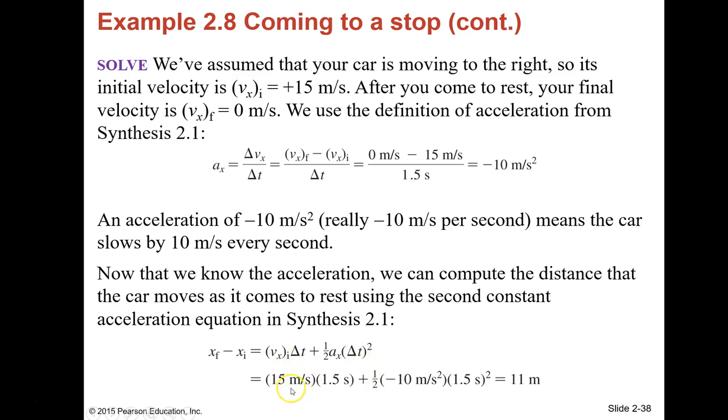Our initial velocity is 15 meters per second, given to you in the problem. Our time, 1.5 seconds, given to you in the problem. 1/2, negative 10 is our acceleration that we determined up here. Again, our time is 1.5 seconds, so our distance that we travel is 11 meters. So if you're going 35 miles an hour, hit the brakes and you stop in 1.5 seconds, you will travel 11 meters, about 34 feet.